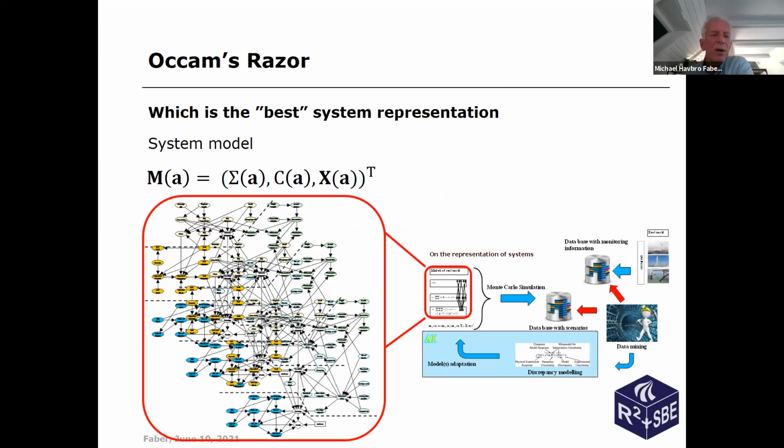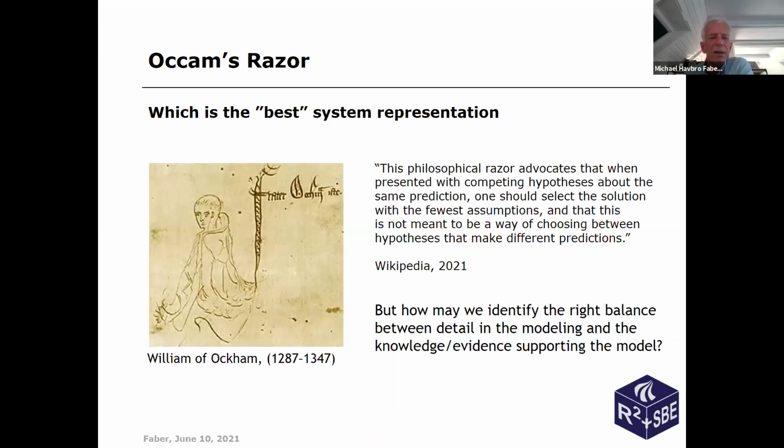I'll talk about Occam's razor because many of you appreciate that when we formulate probabilistic models, and also competing probabilistic models, there are of course many different possible model choices. So we need to address the problem: what is the best system representation? And this is normally decoupled from the decision problem.